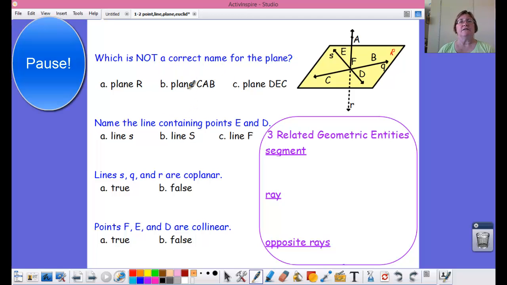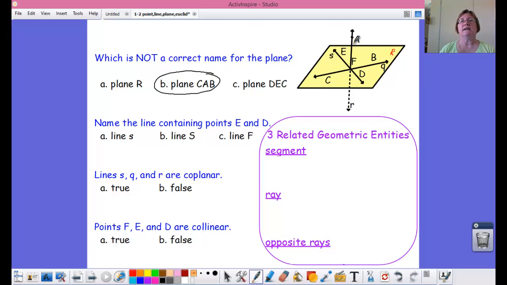I want you to pause the video for a few moments and answer these questions. This plane cannot be called plane CAB because point A is not on the plane. Okay? Plane R is okay, single capital cursive letter. Plane DEC is okay, D, E, and C, 3 points, not all on the same line.